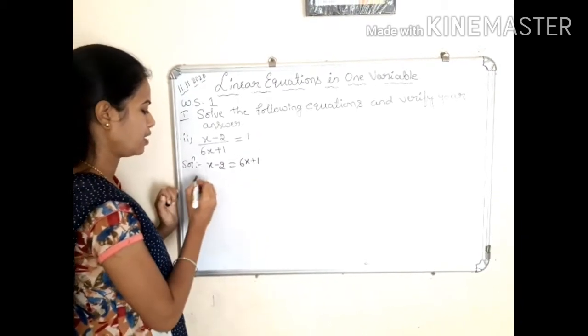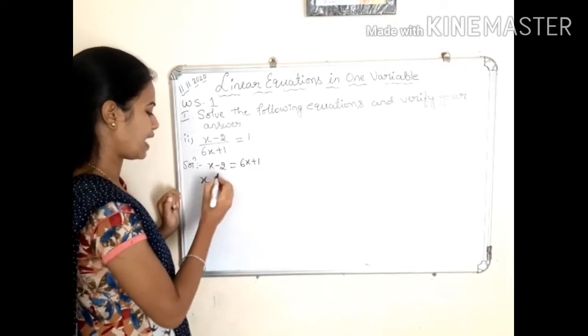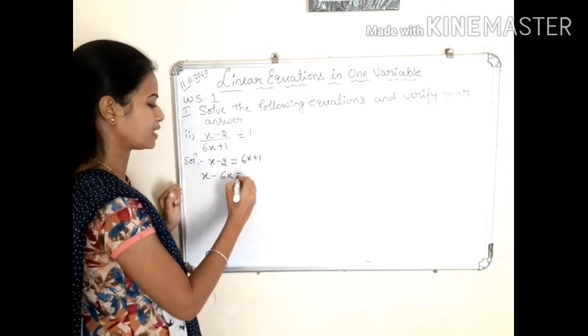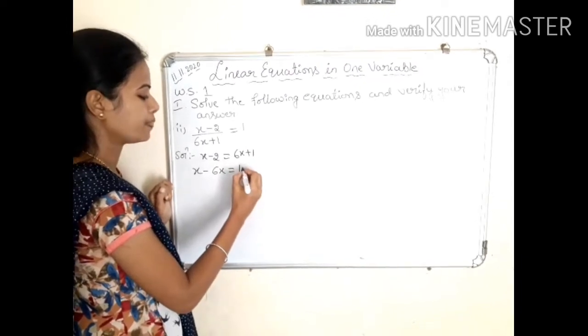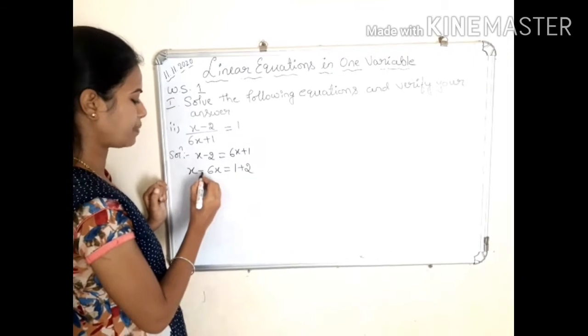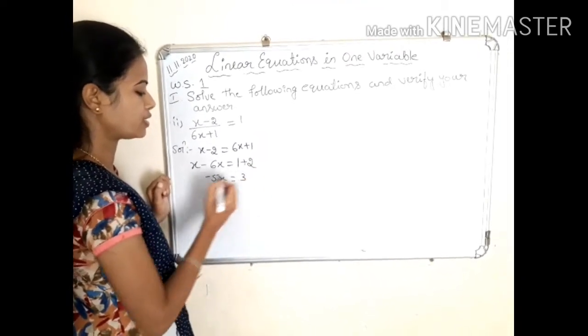Write directly. Here transpose the like terms. 6x write as it is. 6x take to the LHS, it becomes minus 6x, is equal to 1 left here. Minus 2 take to the RHS side, it becomes plus 2. Here x minus 6x you will get minus 5x equal to 1 plus 2 is 3.